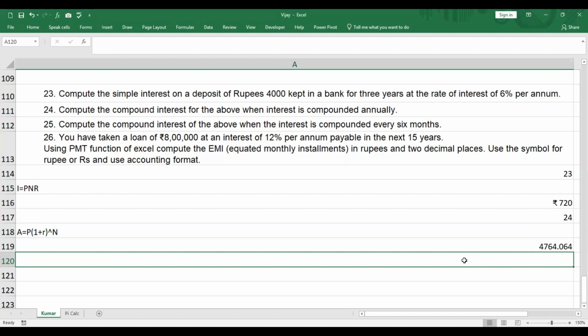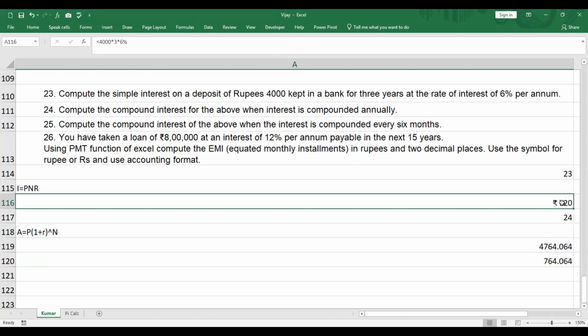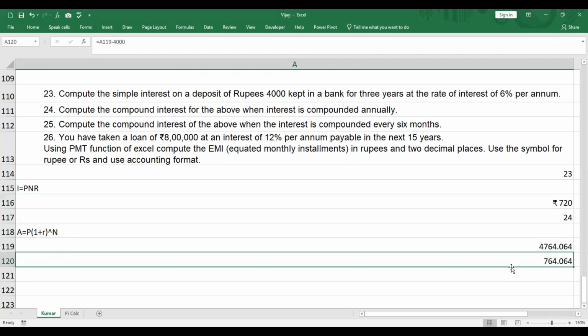You have to get what is the interest only. So interest is nothing but this amount minus whatever you have paid earlier, that is 4,000 as deposit. So here simple interest was 720 and it's compounded. That means at the end of the 1st year, whatever interest accrued gets added to the principal. In the second year, again that interest also gets added to the principal, and interest also earns interest. So instead of 720, you're going to get 764. That is question number 24.